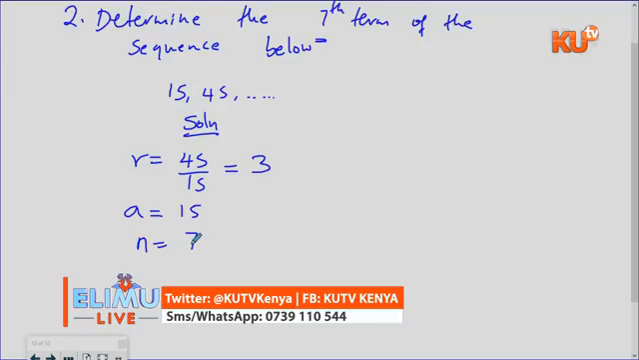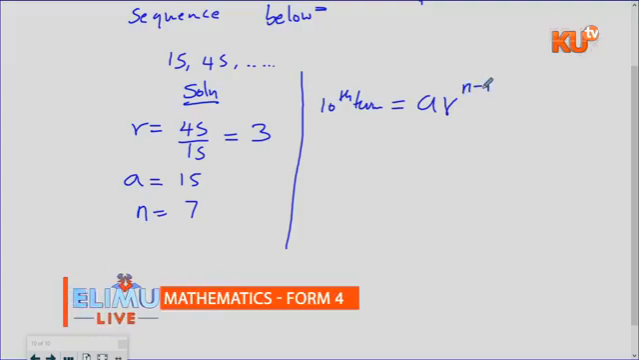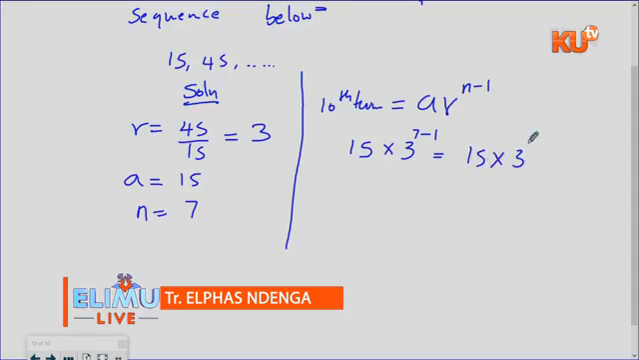You simply go to your formula. We shall go to our formula and say that the nth term is equal to a r to the power n minus 1. And so we'll say our first term, which is 15, we multiply by the common ratio, which we found is 3, to the power 7 minus 1. This will give us 15 times 3 to the power 6.